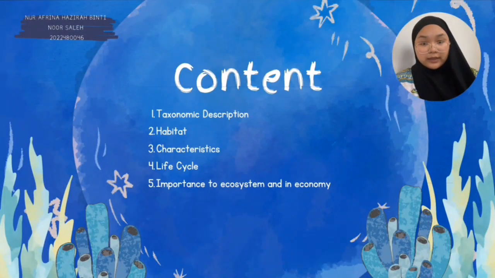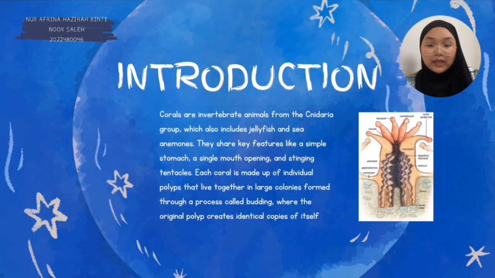Here is our content: taxonomic descriptions, habitats, characteristics, life cycles, and lastly, importance to ecosystem and in economy. Introductions. Corals are invertebrate animals from the Cnidaria group, which also includes jellyfish and sea anemones. They share key features like a simple stomach, a single mouth opening, and stinging tentacles.